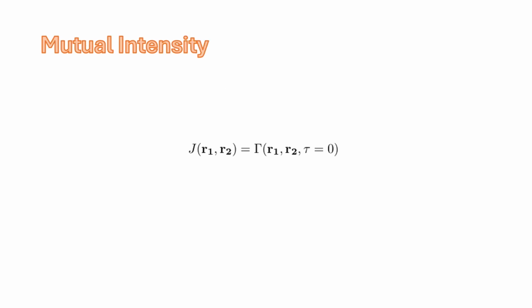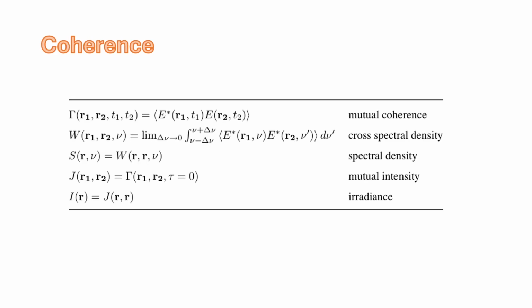We'll often also talk about systems in terms of the mutual intensity, which is the mutual coherence function with zero time delay, where we have this quasi-monochromatic field. Oftentimes we can ignore the temporal component of the field and just talk about the interference of the field as a function of space. Okay, so those are our coherence functions. We're going to use them to analyze optical fields.